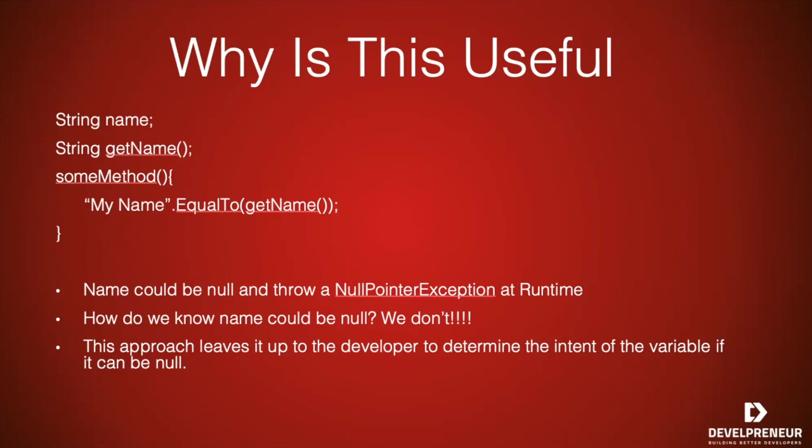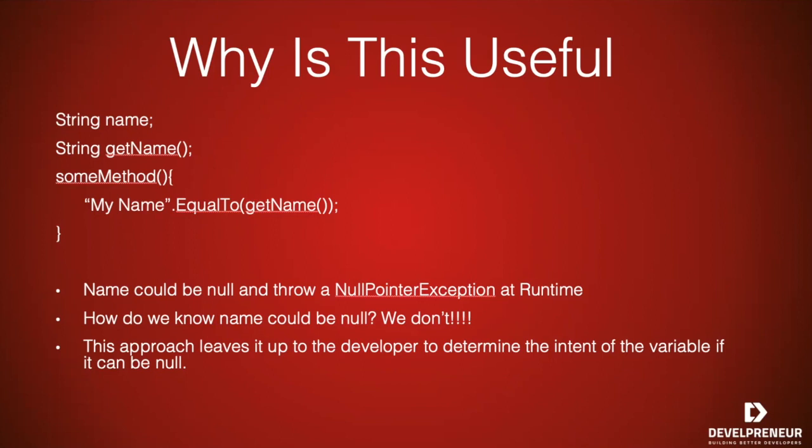So just reading the code, we don't know, for instance, if name potentially could contain a null value. It's very unclear on the intent. How do we know the name could be null? We don't, because name is just specified as a String. Unfortunately, this approach leaves it up to the developer to determine whether the variable can be null. So we then have to add a lot of null checks within our application. Is name equal to null? Is name not null? And what do we want to do with it? If we don't, then we're going to get runtime exceptions all over the place.